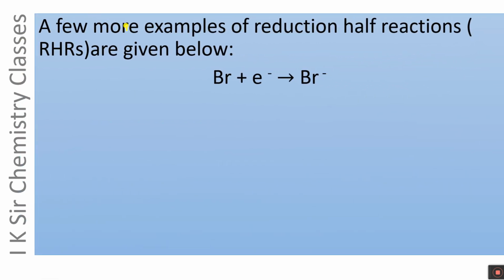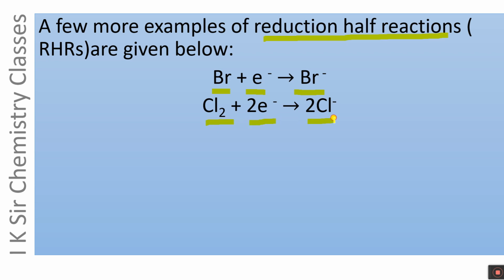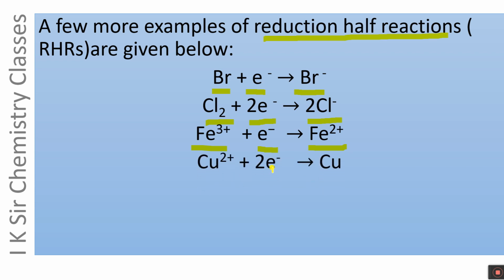A few more examples of reduction half reactions are given below. Here, bromine atom gains 1 electron forming Br minus ion. Cl2 molecule gains 2 electrons forming 2Cl minus ion. Fe triple plus ion gains 1 electron forming Fe2 plus ion. Cu2 plus ion gains 2 electrons forming Cu atom. Thus, atom, molecule or ion, any one can gain electron and can be reduced.